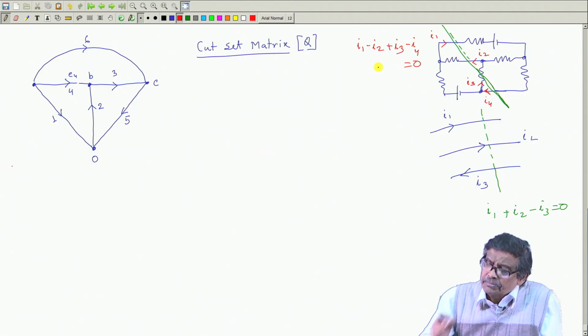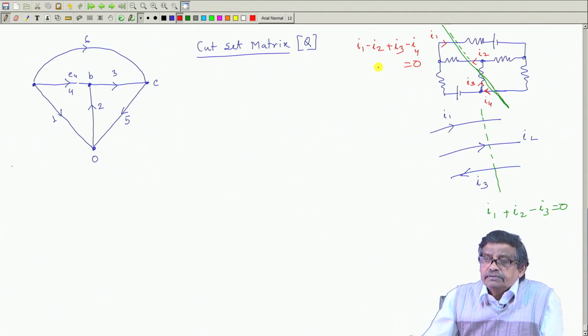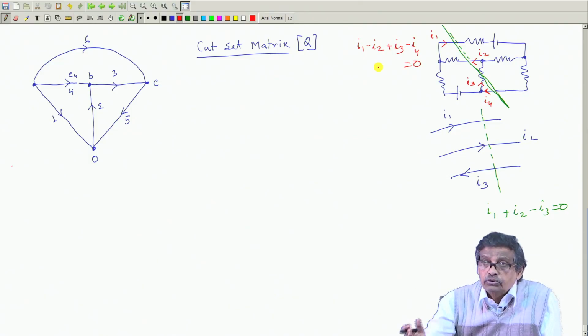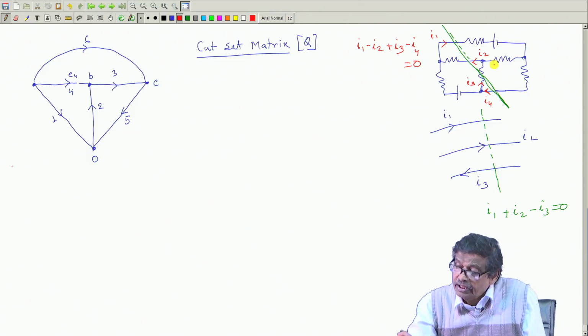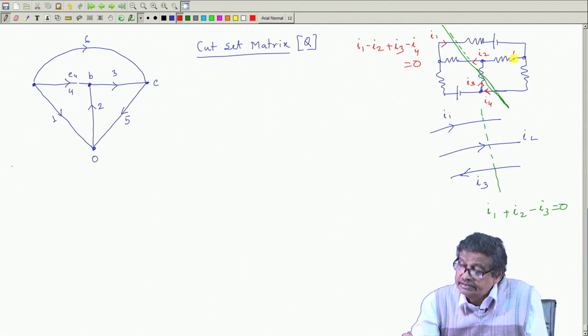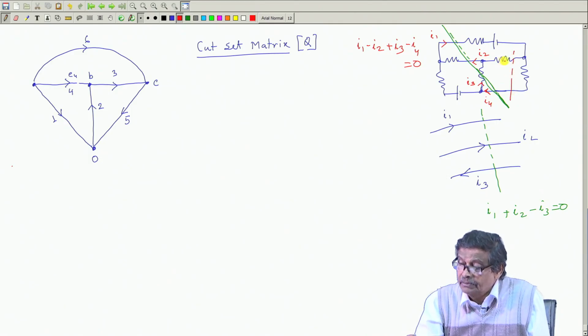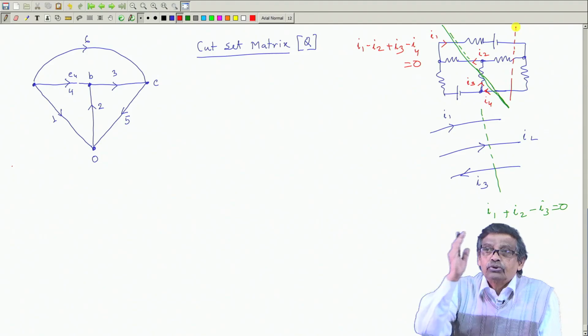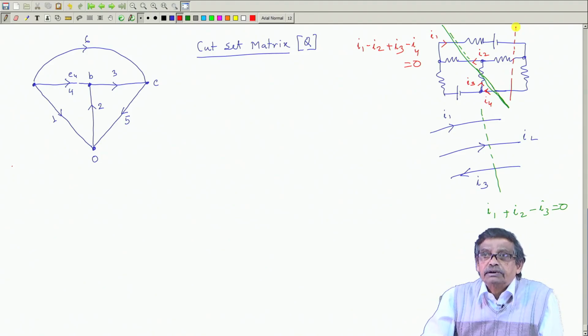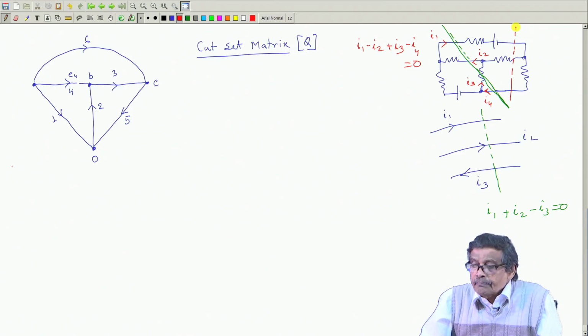Therefore, if you imagine an imaginary line dividing the whole network into 2 parts, you should not draw a line like this and say here also KCL will be satisfied. Suppose I have not extended this line, only stopped here, then this current and this current will not sum up to 0. No, you have to take the line so that it divides the full network into 2 halves. Partly you should not take it. Okay?